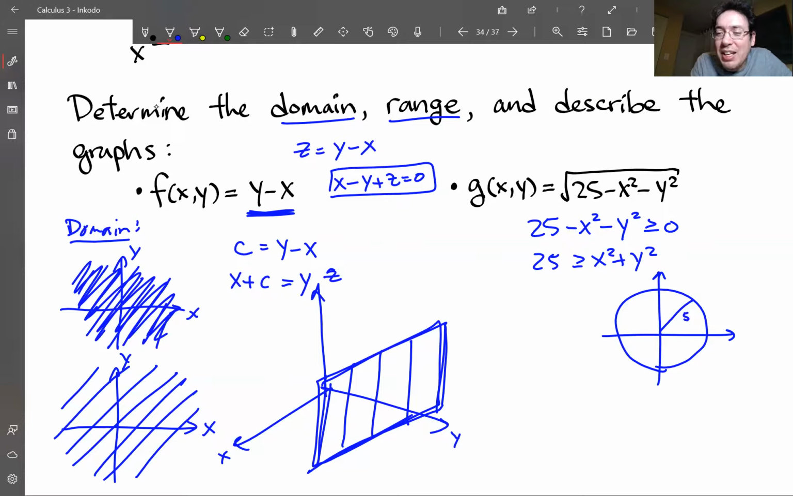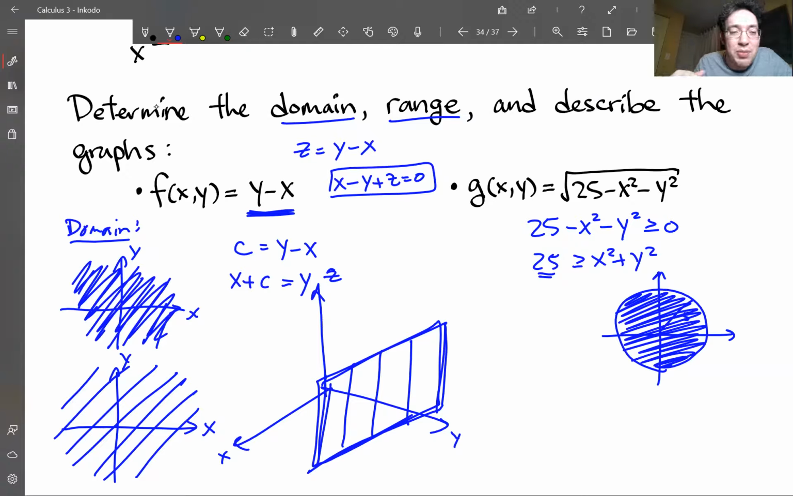Okay, and then we're looking at 25 is greater than or equal to x squared plus y squared. That might be a little bit harder to think about. But we're looking at 25 or smaller, smaller radius, right? So we're going to shade in the inside.